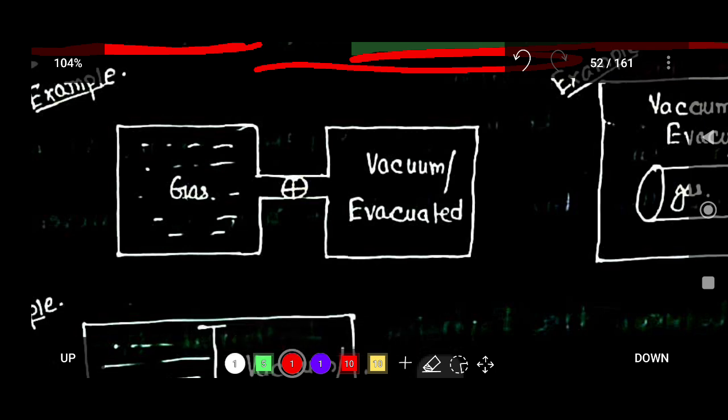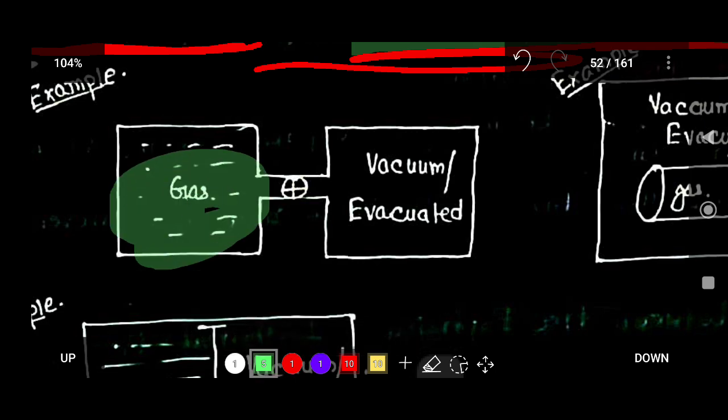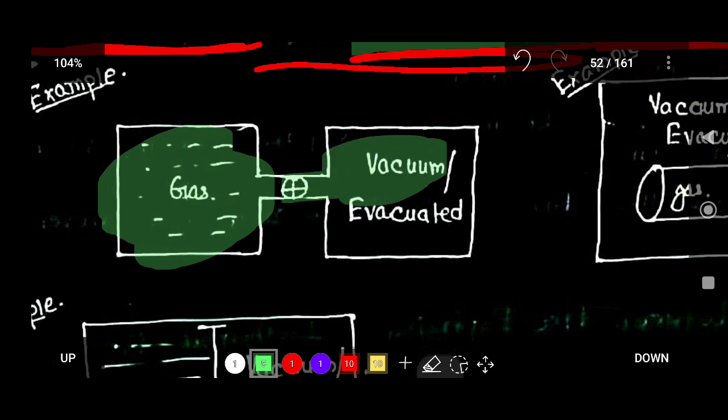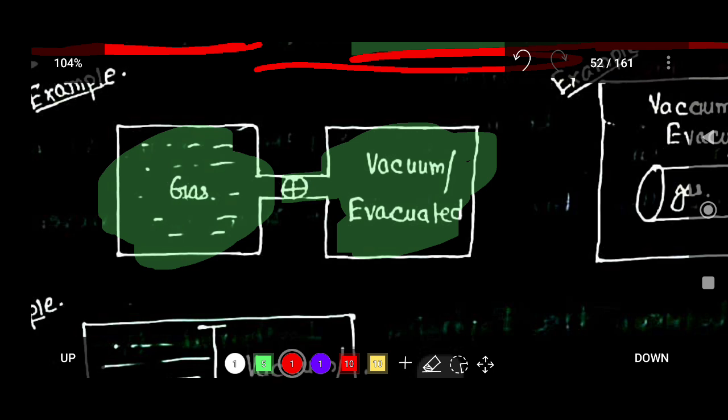Suppose there is a cylinder with a gas inside, and this cylinder is connected to another, vacuum or evacuated cylinder. These two cylinders are connected with a valve. If you open this valve, the gas goes to the right side, that is the vacuum place. So the expansion of the gas against vacuum is basically known as free expansion.